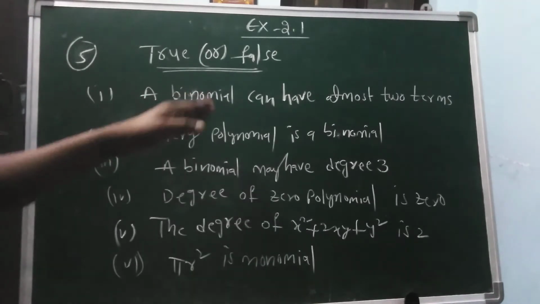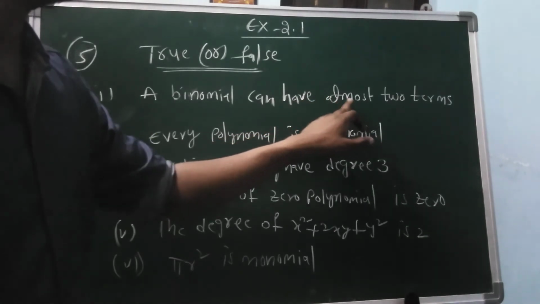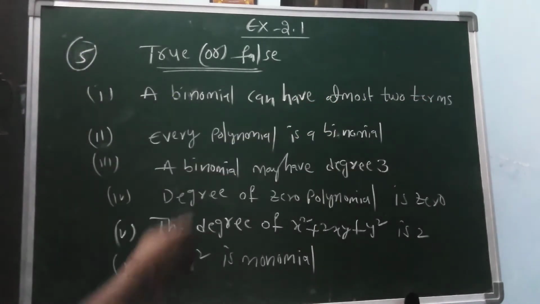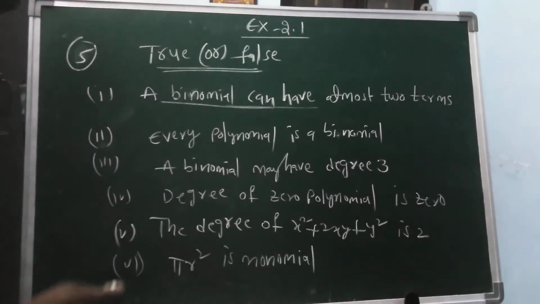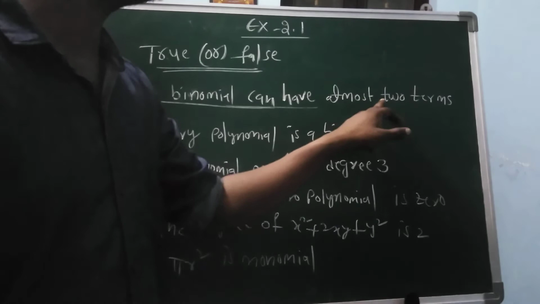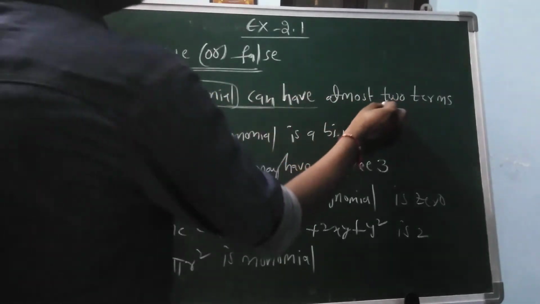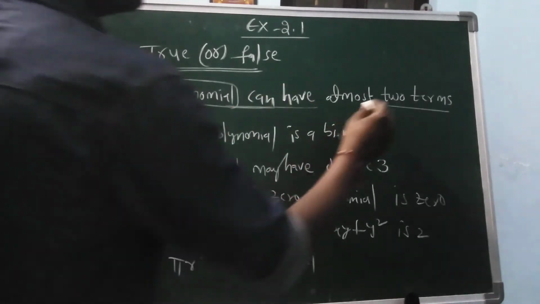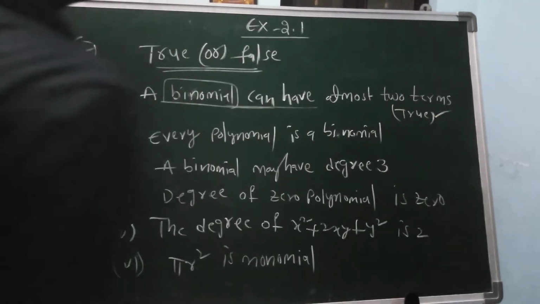So, first statement: a binomial can have at most 2 variables. Binomial means it has 2 terms. So the number of terms here is 2. Here it is given at most 2 terms. Yes, it is true. Binomial means at least we have 2 terms. So it is true. Write down here true. The first statement is true.